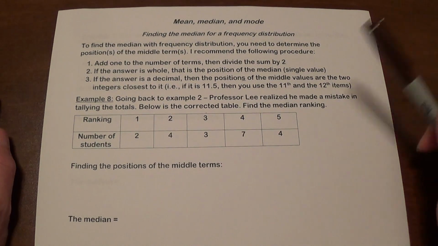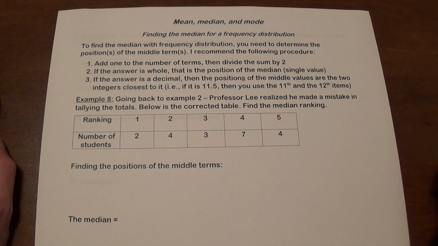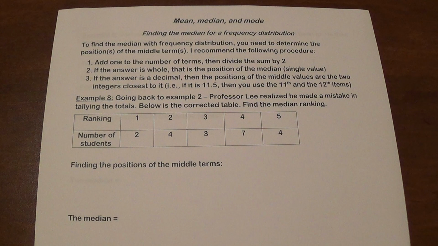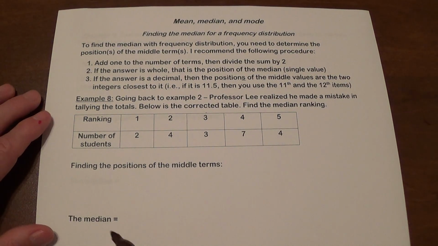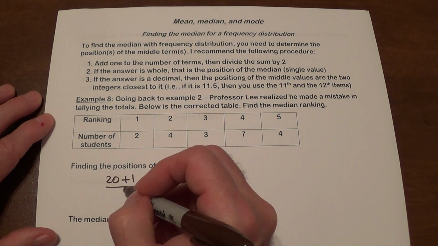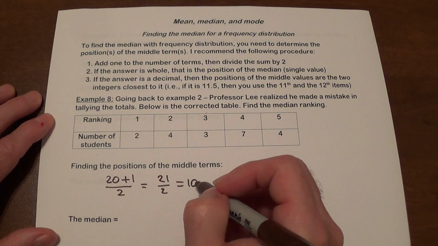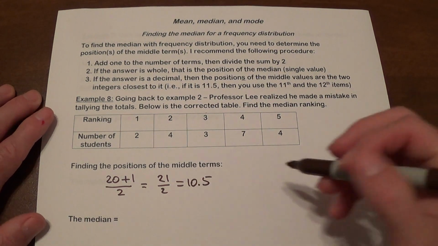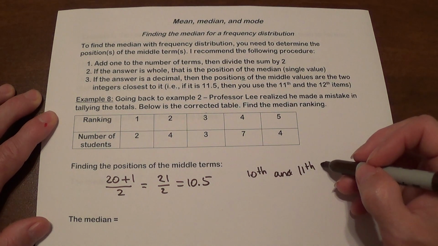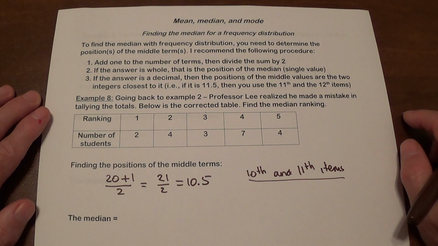Alright, so we're going back to example 2, but Professor Lee realized he made a mistake in telling the totals, and he corrected his totals, and we want to find the median ranking. So the first thing we need to do is find the position. How many values do we have here? There is going to be a total of 20. So we're going to do 20 plus 1, and we divide that by 2. That's going to give us 21 divided by 2, which is 10.5. That means we are looking for the 10th and the 11th elements, or items. That's what we want to be able to find the median.